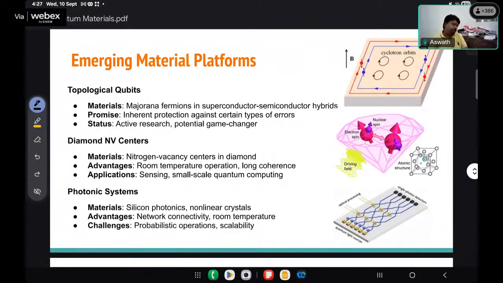So emerging topological qubits, we just discussed. Okay, and active research is going on in this potential game changer. It could be, because it is going to address all our existing error problems. Okay, and there is a question here by Satish.